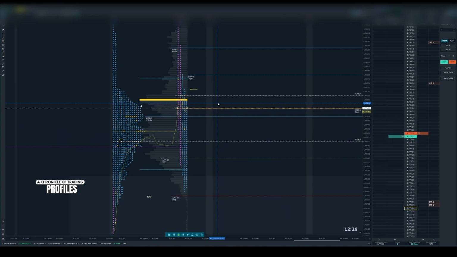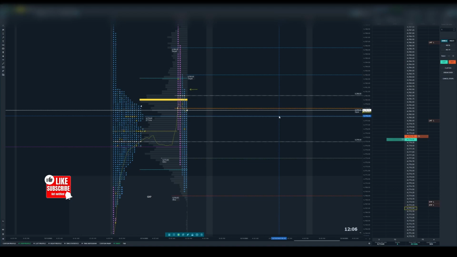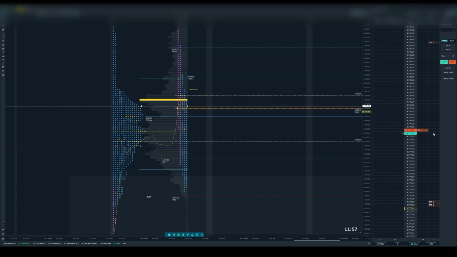Ultimately here, nothing went wrong. Nothing looked like I should get out of the trade. I should have at least held one. But here you see me take another one, I think, right here. These are all right around my 24, 25 ticks. So I took that third one.